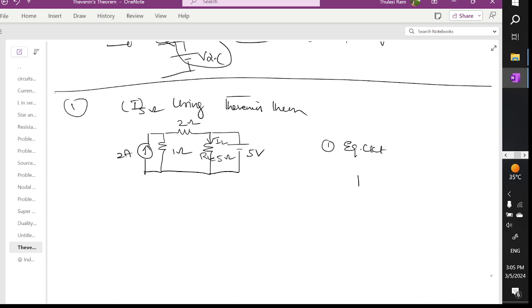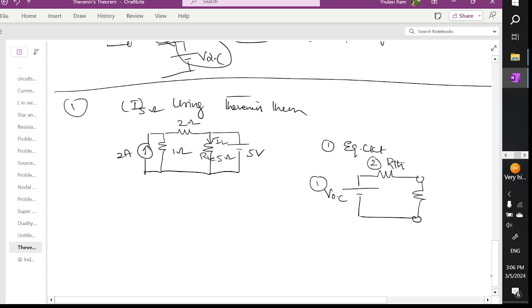In order to apply Thevenin's theorem, let's draw its equivalent circuit. As I already told, we are going to have an open circuit voltage. The first step is finding the open circuit voltage, and the second step is finding Thevenin's resistance. The load resistance is already given in the problem as 5 ohms, so RL is equal to 5 ohm. This is one unknown, this is another unknown, and you have to find them using Thevenin's theorem.